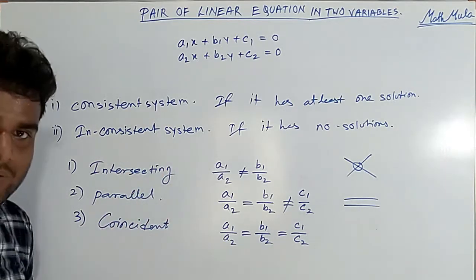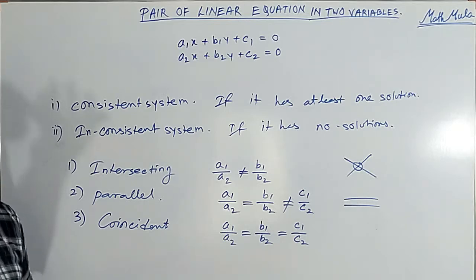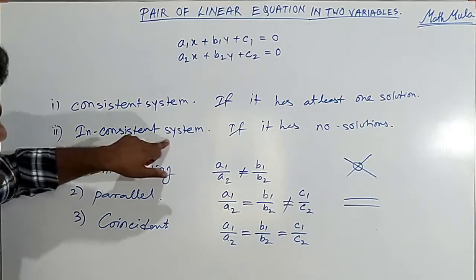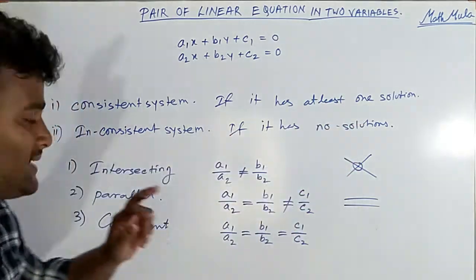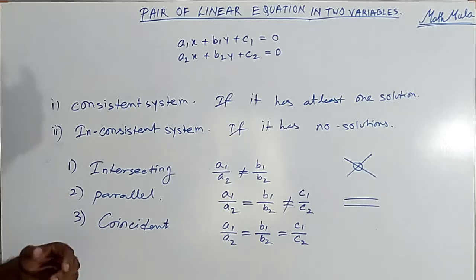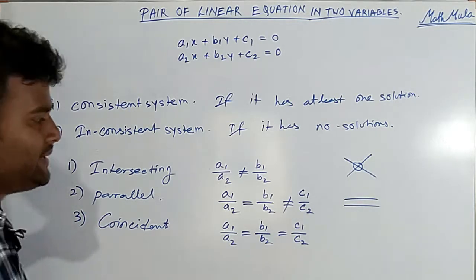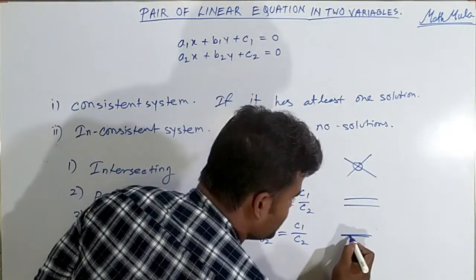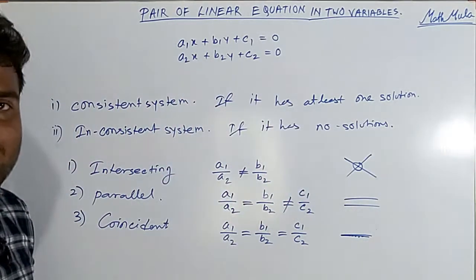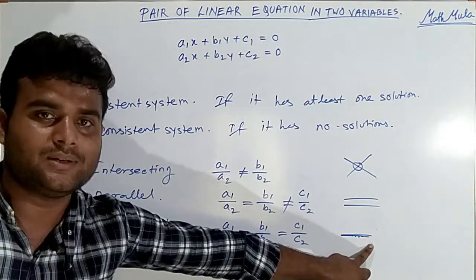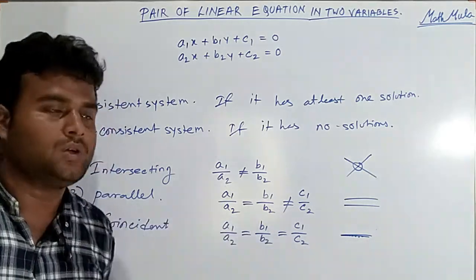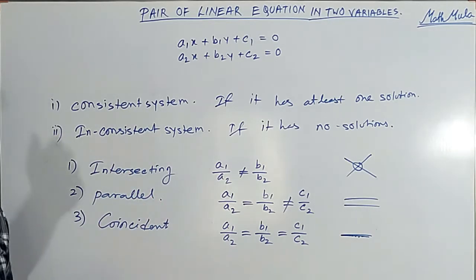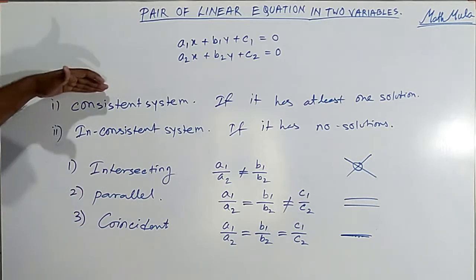If the lines intersect each other, then there exists a solution. If they are not intersecting, then there is no solution. So, in an inconsistent system, it has no solutions. That means the lines are parallel. Okay? And coincident means a line overlaps the other line. That means all points are intersecting points on this line. So there are infinitely many solutions or infinitely many intersecting points. So when two lines are coincident, there are infinitely many solutions, and this system is also a consistent system.